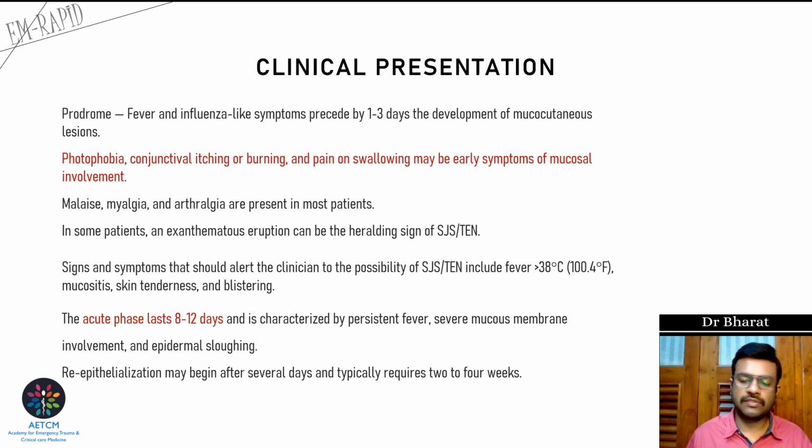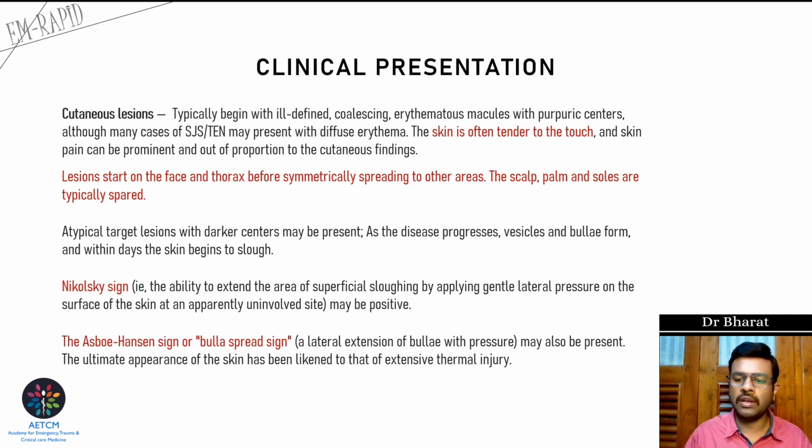The acute phase lasts for 8 to 12 days and is characterized by persistent fever, severe mucous membrane involvement, and epidermal sloughing. Re-epithelialization may begin after several days and typically requires 2 to 4 weeks for full re-epithelialization. Now, coming to the cutaneous lesions, these lesions typically begin as ill-defined and start coalescing, looking like erythematous macules with purpuric centers. Many cases of SJS/TEN may present with diffuse erythema all over the epidermis.